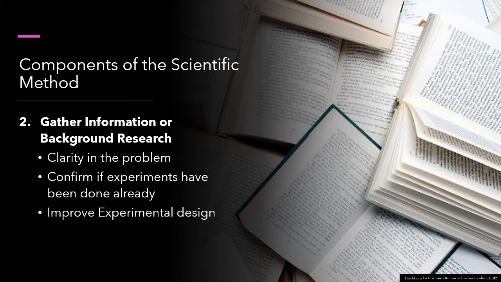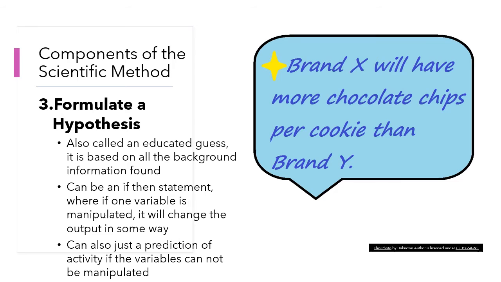Second part, we want to gather information or background research. So that means reading about past experiments. It means going online, getting into journals, getting the papers, reading things that are going to give us the background information we need to make sure we have clarity of what the problem is, know what the experiments have done already, and see if we question anything about that experimental design and we can improve on it. Maybe technology's gotten better and we can fix some of the things that we think might have gone wrong or weren't fully explained in a previous situation. So that's why it's important to do background research.